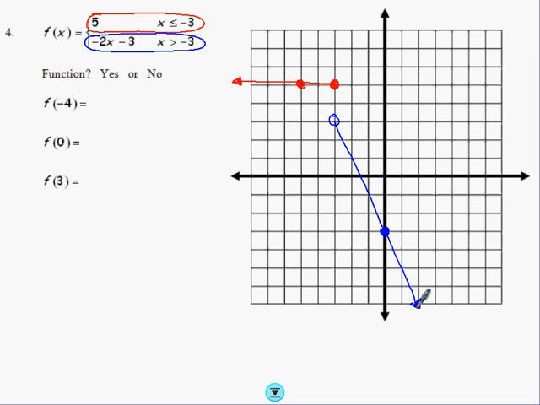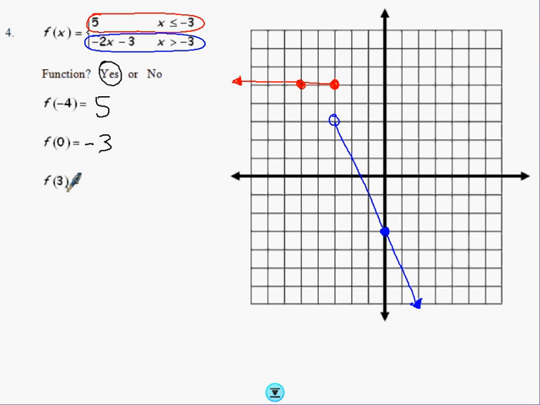Okay, so we've plotted both parts, both pieces. Is this a function? It passes the vertical line test. F of -4, it's clearly 5. We can see it graphically, or we could just use this definition. That's part of the function. F of 0, I've already plotted that. It's -3, but if I wasn't sure, I could plug it in here.